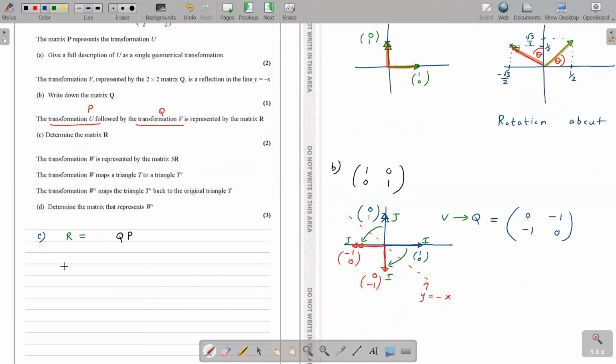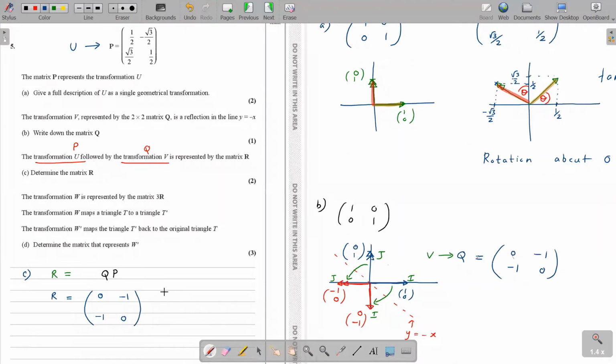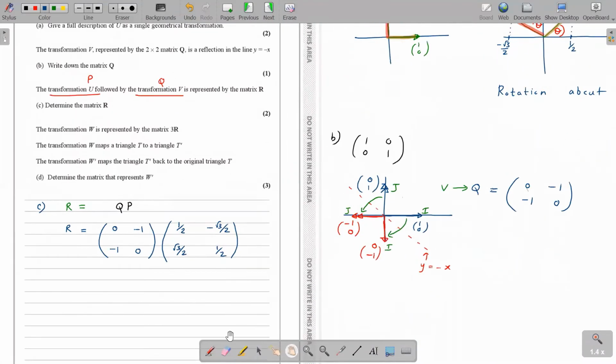You are supposed to multiply these two matrices and get the matrix R. Can we multiply? Who is Q? Q is 0, -1, -1, 0. And who is matrix P? Let's multiply. It's 1/2, √3/2, -√3/2 and 1/2. You could use the calculator, but I think it's better you go manually because you need to know the exact figures here. Shall we work on it manually?